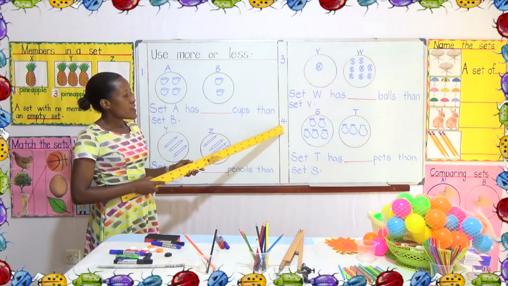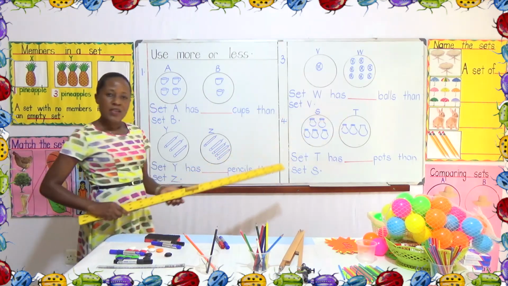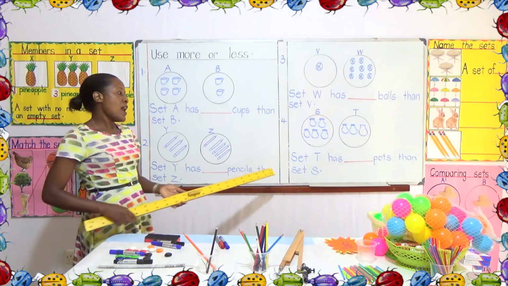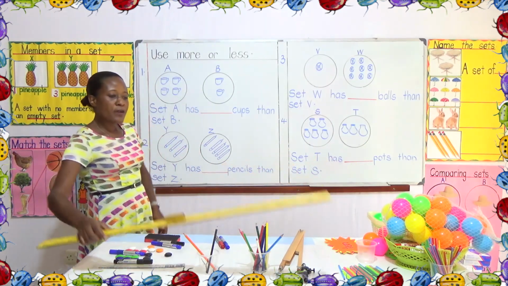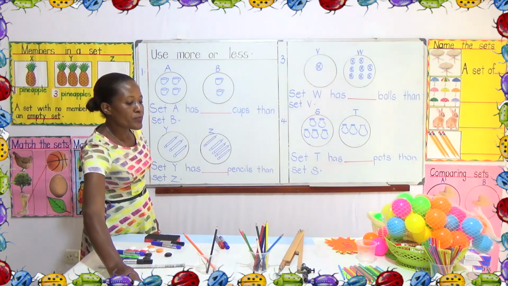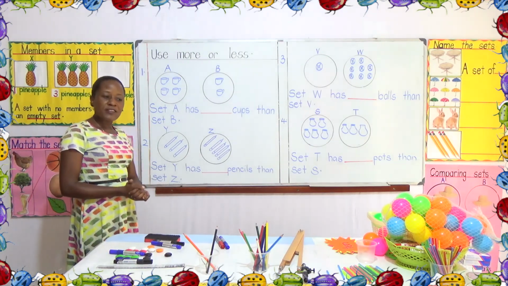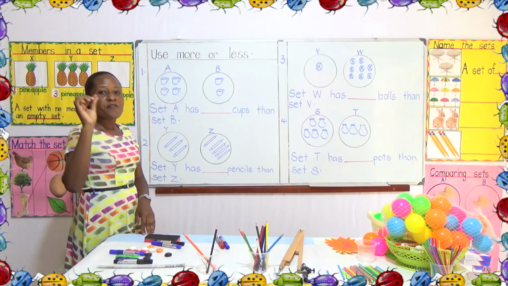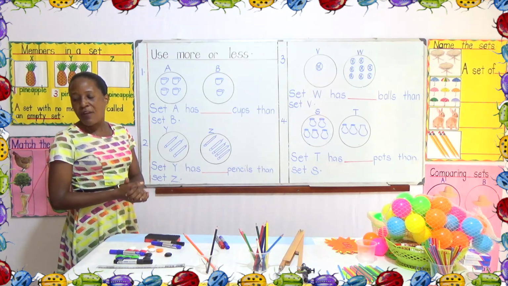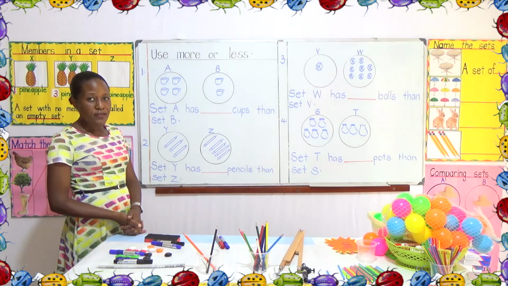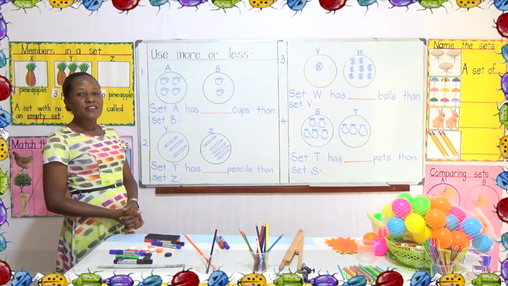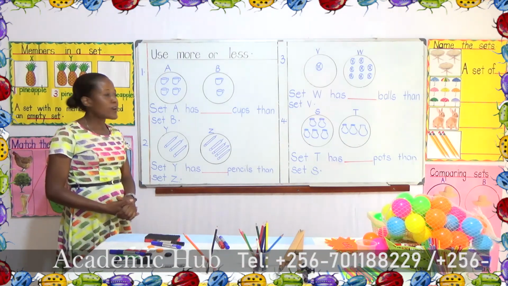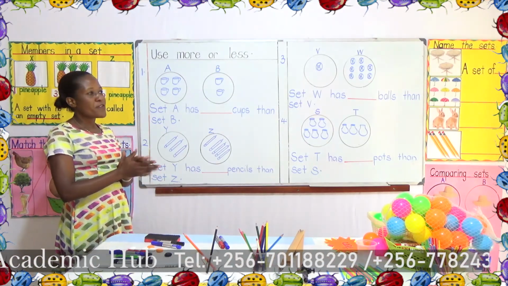Then number 4 has set S and set T. I will leave you to read it alone, count the pots alone, and then fill in what is there. I am giving you some time to count correctly and then fill in. Remember to get a round object. You are very nice children, and I am sure you're all going to get that work correct. Thank you very much.